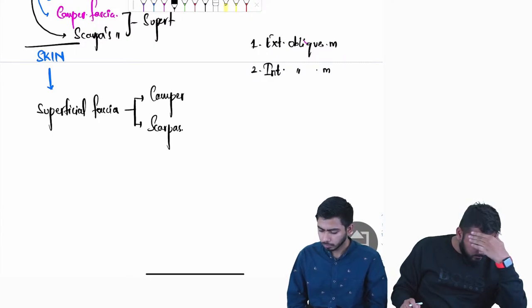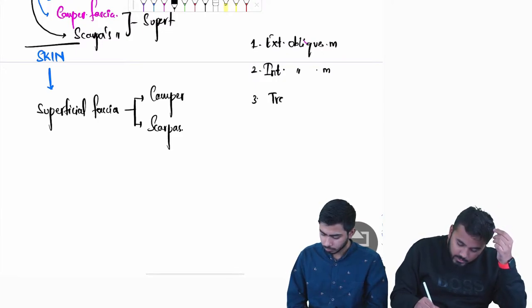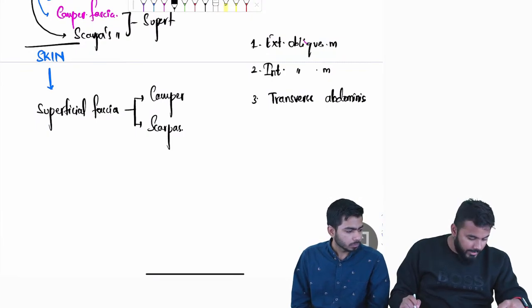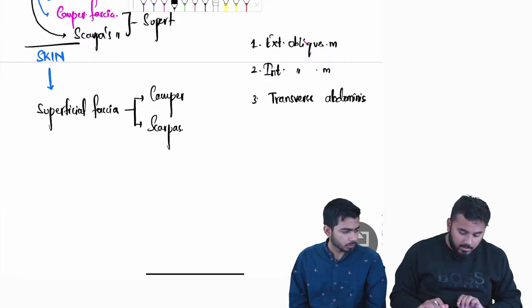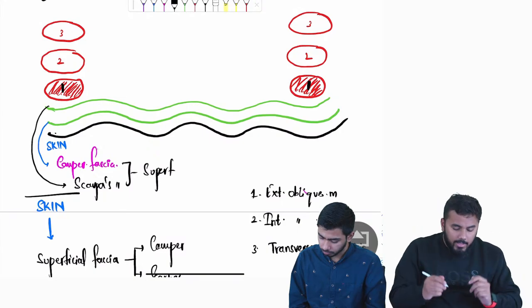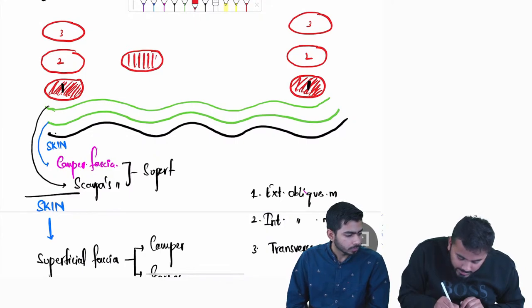Anyone? Not rectus femoris, Osama. This is not the femur. Very good, Roy. The third muscle is transverse abdominis. Okay. Very good, all of you. This is transverse abdominis. Fine. No worries, Osama. Now, what I want you to know is that wherever this second muscle, the internal oblique, is located, just nearer to that, in the same line, we have got another muscle.